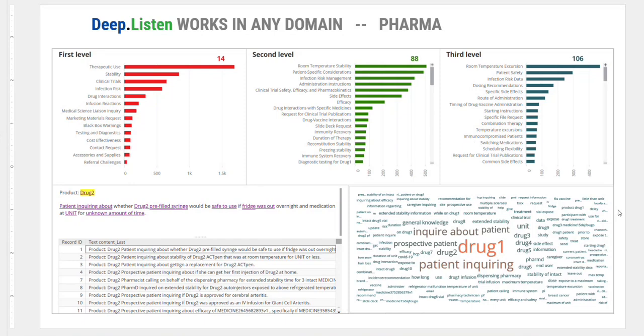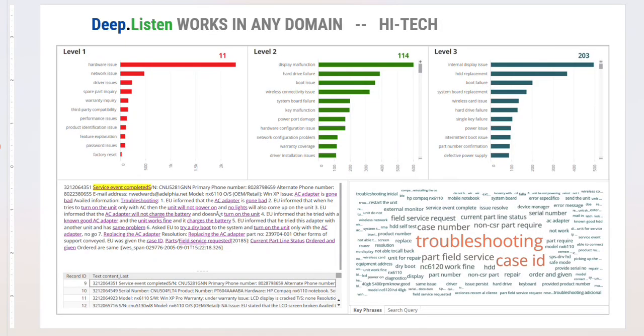And you can use the same solution to look at the data in the high-tech field. This is the data from the support center that performs repairs of laptop computers. And you see a very different story. Now, the first level shows hardware issues, network issues, driver issues, spare part inquiry, and so on.